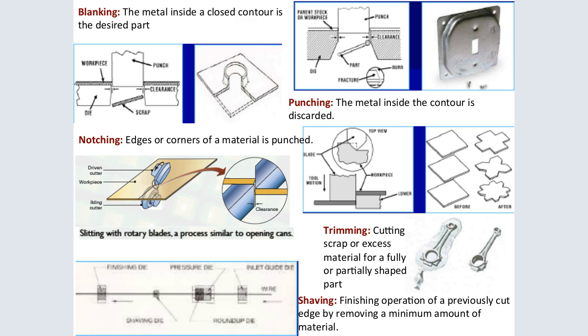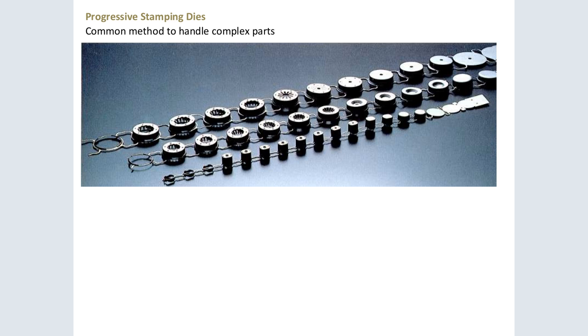So notching is also there. Notching is where the edges or corners of the material are punched. So in notching, you have to make the edges of a material the exact size and shape that you need. The punching metal inside the contours is discarded, and trimming is the cutting of scrap or excess material from a fully or partly shaped part. And then we have shaving, that is the finishing operation of a previously cut edge by removing a minimum amount of material.